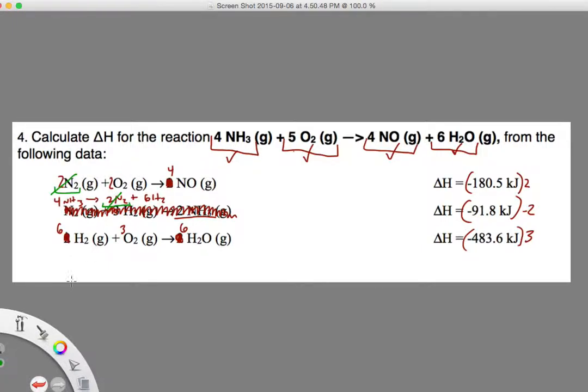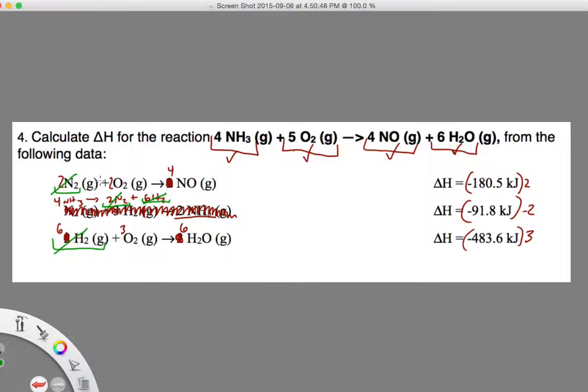I see H2 right over here. Here's H2. There's 6 H2s over here. Are there any other H2s on the left-hand side? No. Are there on the right-hand side? Yes, right there. I can cross them off. There's 6 of them there, 6 of them there.